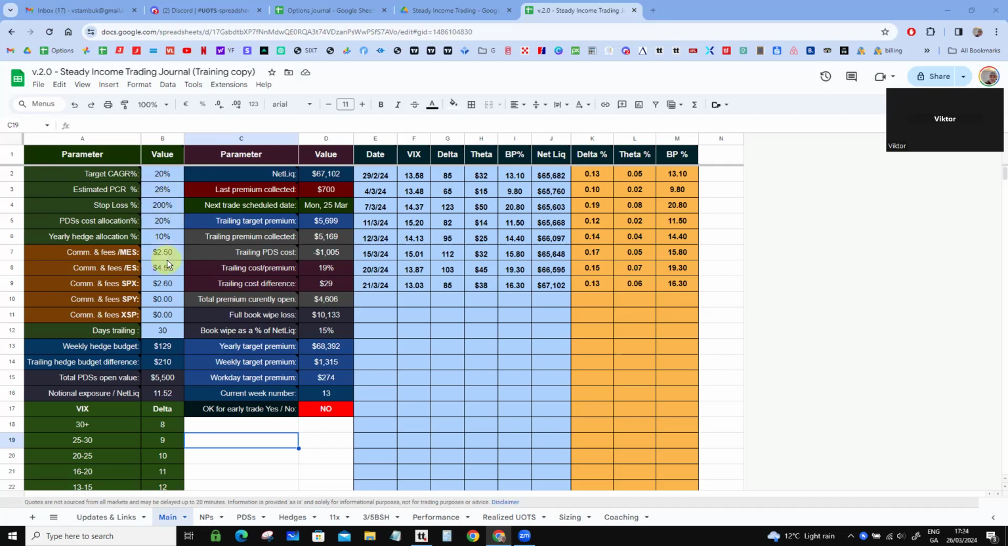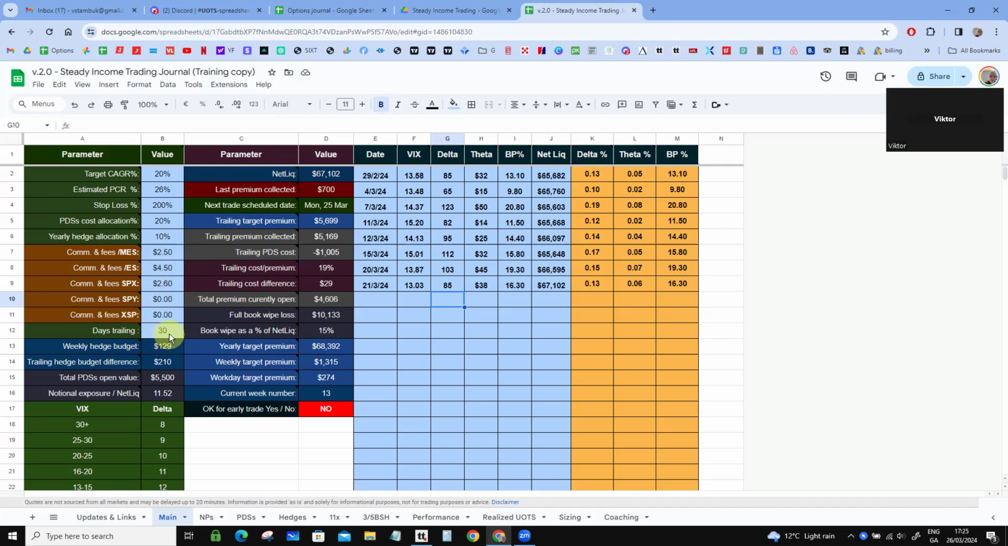Then here we have commissions and fees, because different brokers have different fees. So you want to put in a round trip commission. I put mine from Tastytrade, and I trade MES and ES mostly, so this is the cost of my round trip per contract. If you have a different broker, you can enter something different, and this is then pulled into different formulas to calculate profit and loss and things like that.